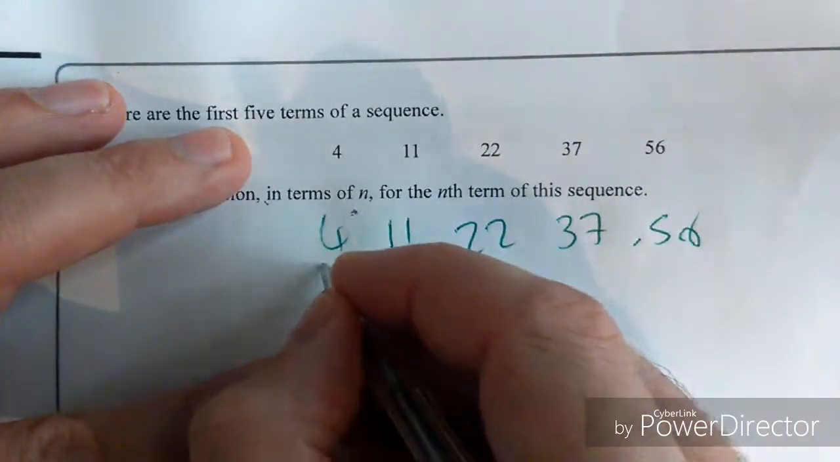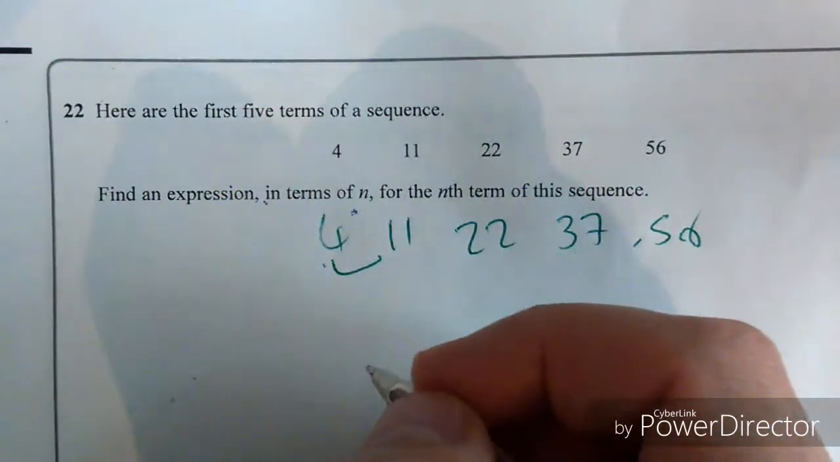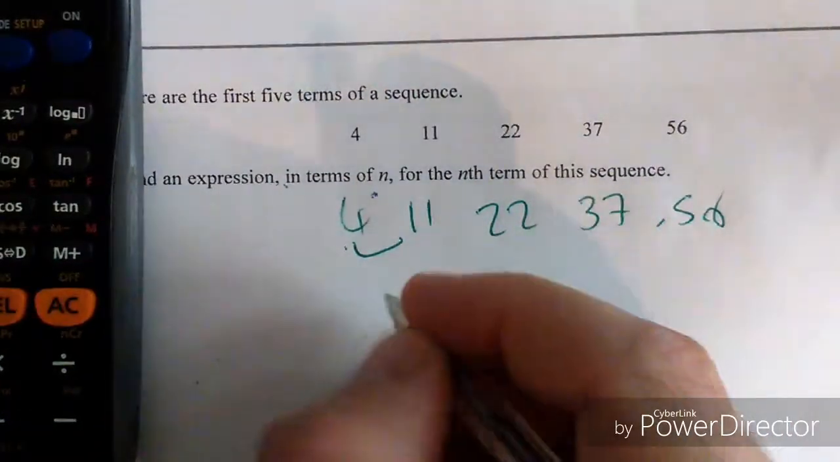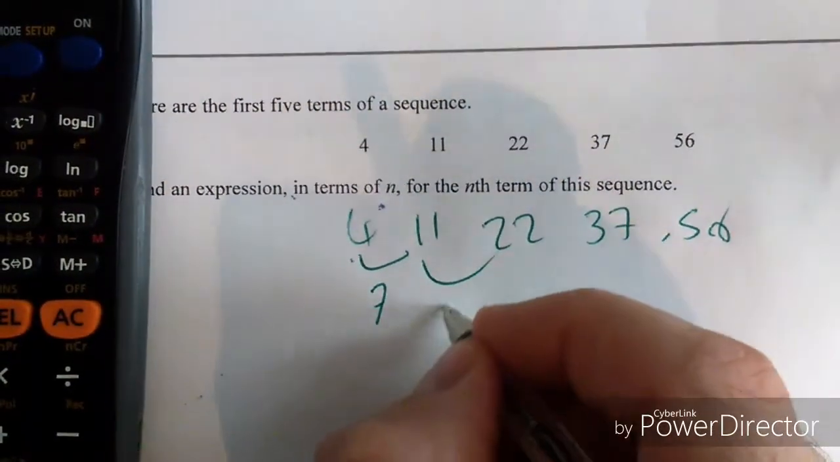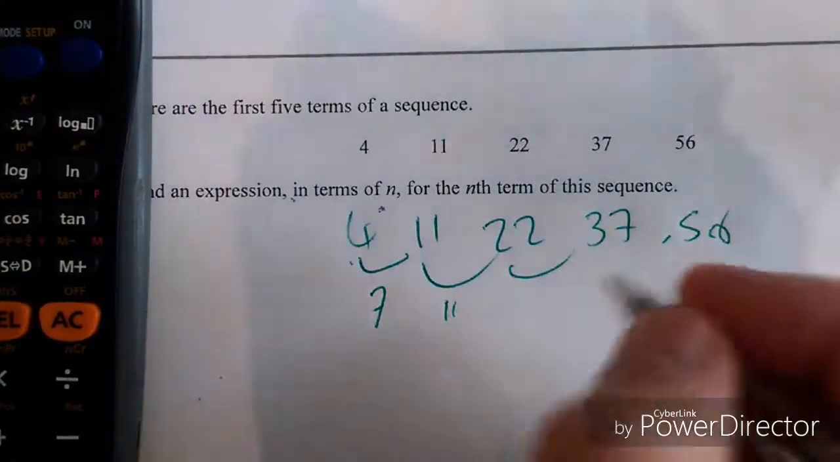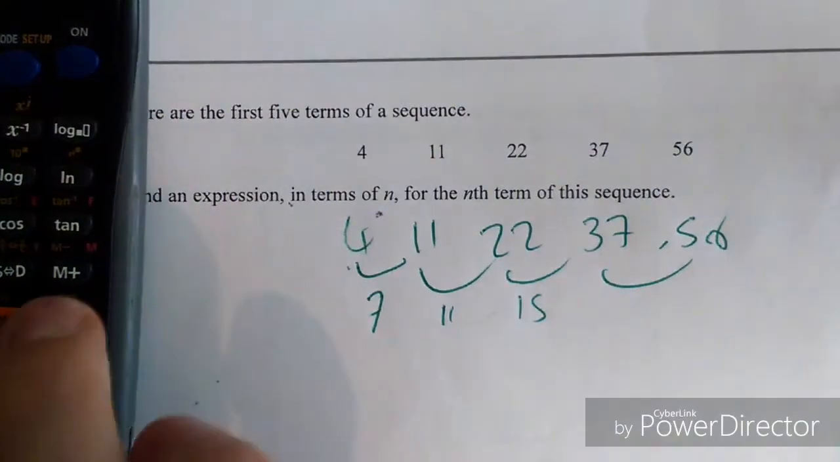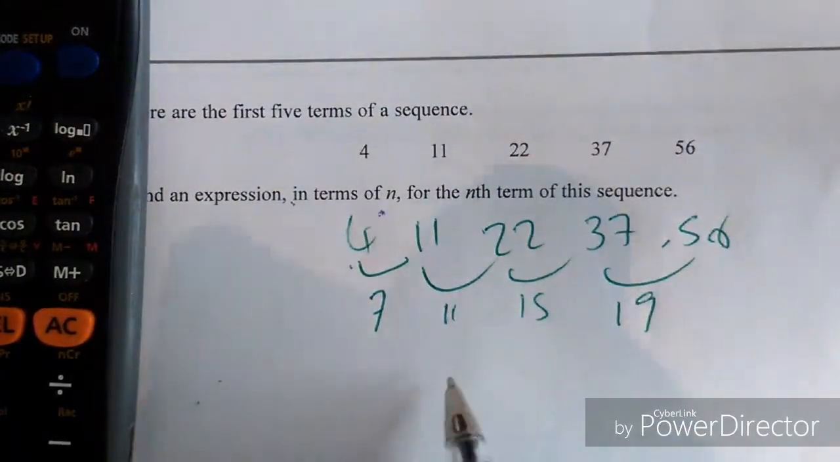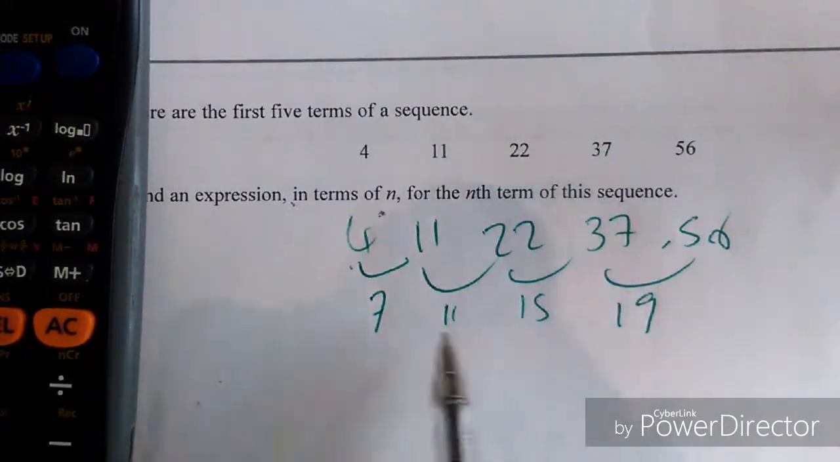So I'm just going to find the first level difference. Okay, calculator paper. So the difference between 4 and 11 is 7. The difference between 11 and 22 is 11. The difference between 22 and 37 is 15. The difference between 56 and 37 is 19. Because these are not the same, we know it's not going to be a linear sequence.